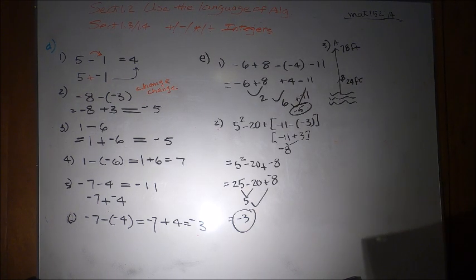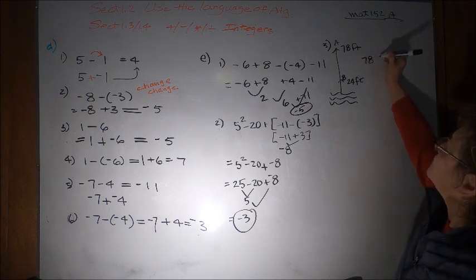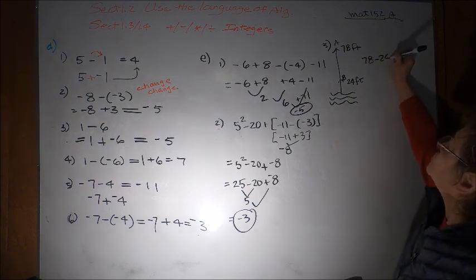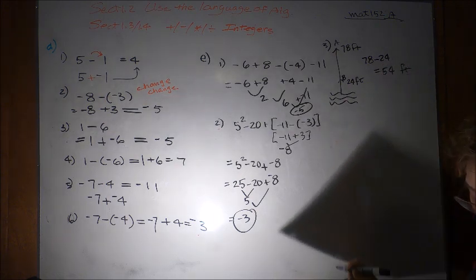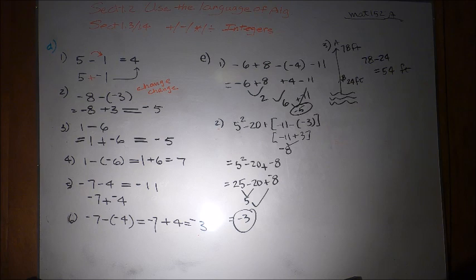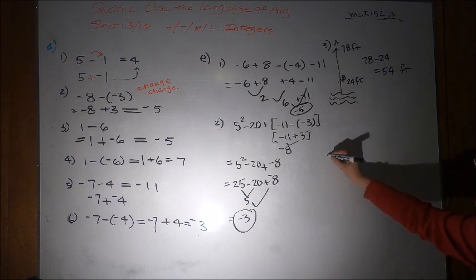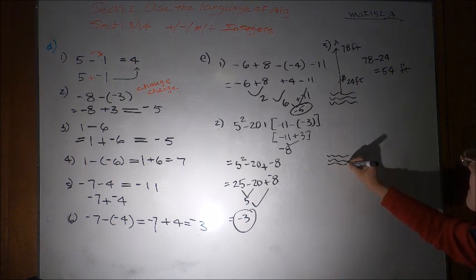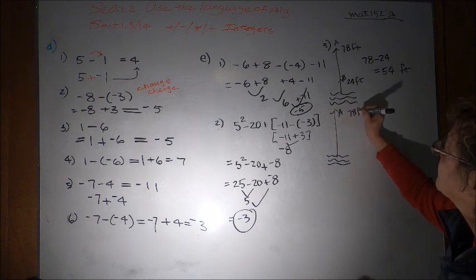Right? So what would you do? Find the difference. So you will do subtraction. That will end up what? 54 feet. Right? You do subtraction to find the distance. Right? Then what happens if one person is up there 78 feet?